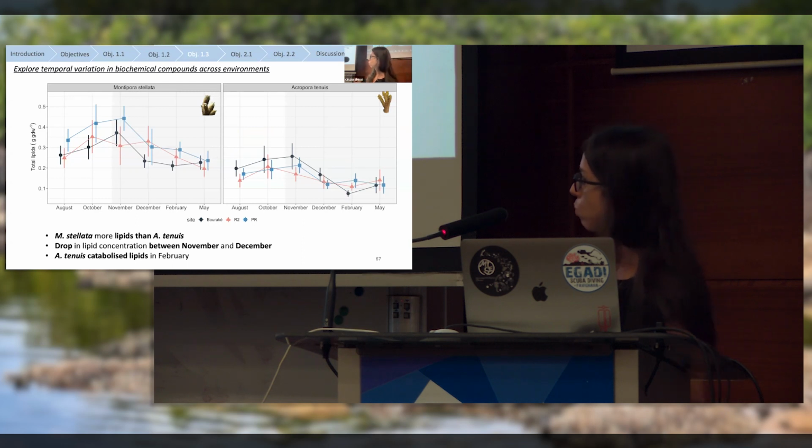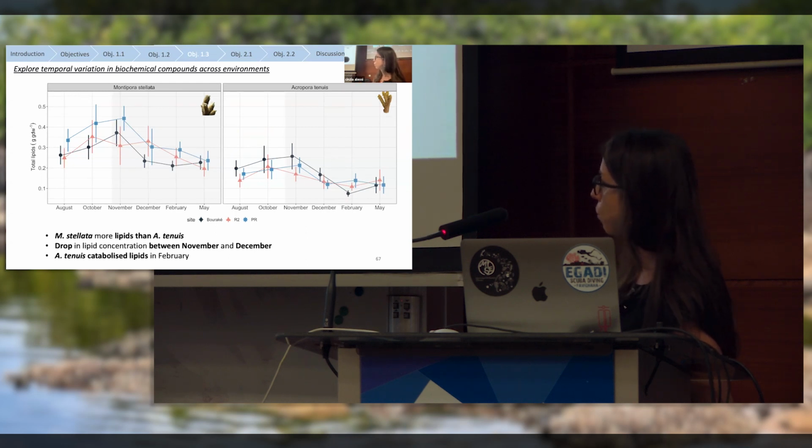The second result was quite interesting: a drop in lipid between November and December. It was present in both species, more evident in Montipora. And then the other result was that Acropora tenuis catabolized a lot of lipids in February, when there was a really intense period of stress.